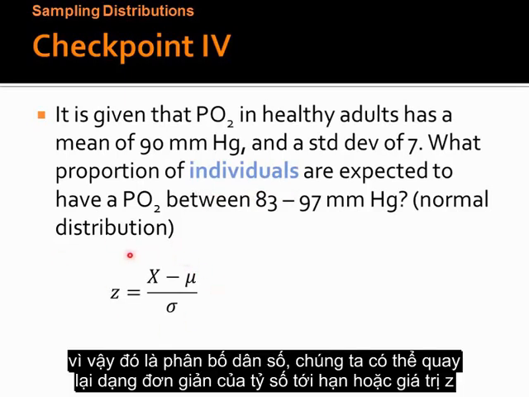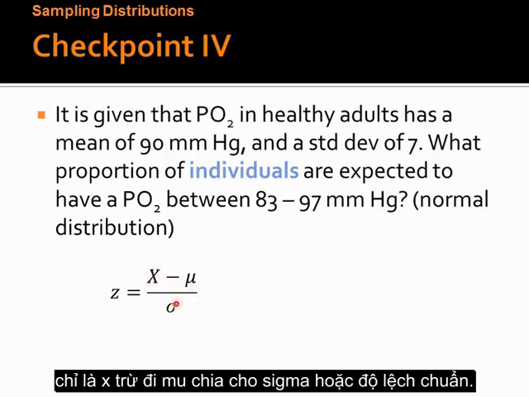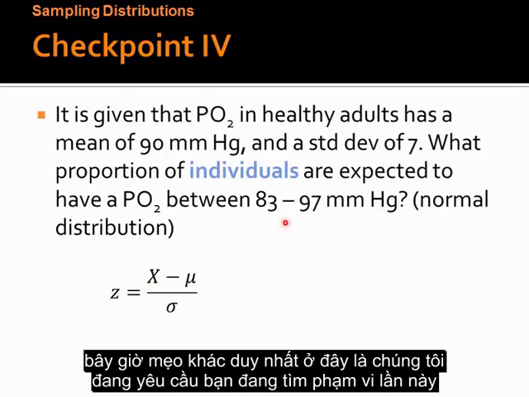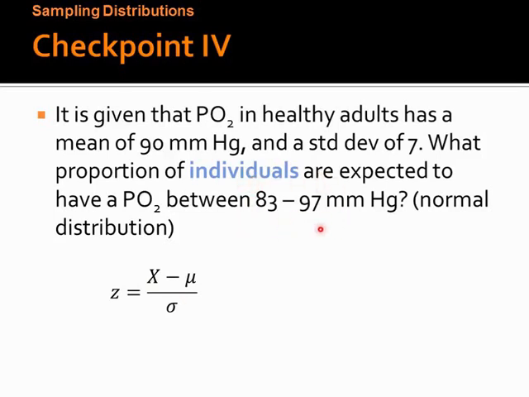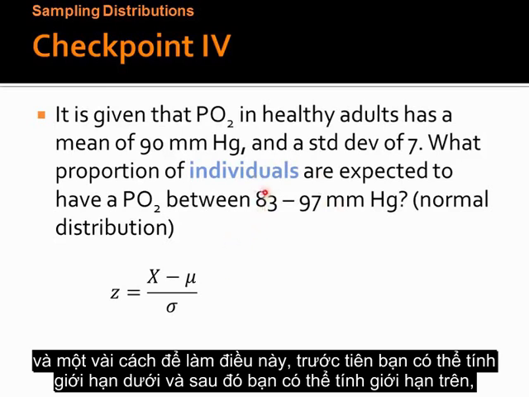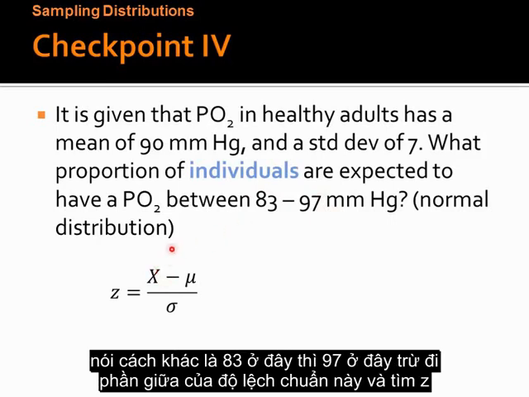Okay, so since it's the population distribution, we can go back to the simple form of the critical ratio, or the z value, where it's just x minus mu divided by sigma, or the standard deviation. Now the only other trick here is that you're looking for the range this time. And there are a couple ways to do this. You could first calculate the lower limit, and then you could calculate the upper limit. So in other words, 83 here, then 97 here, minus the mu and divided by the standard deviation, and find the z.